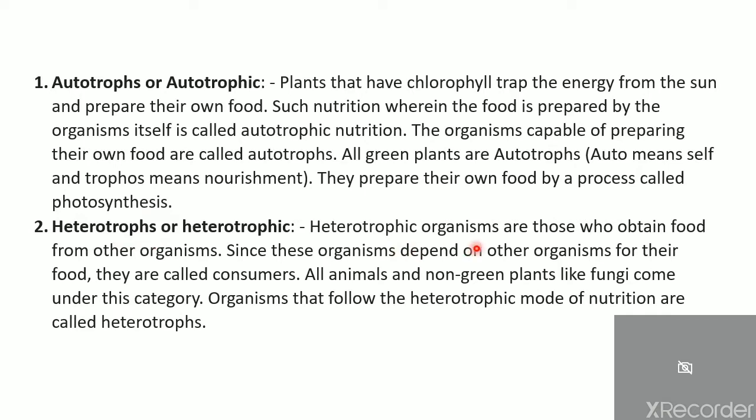Now heterotrophic organisms are those who obtain food from other organisms, meaning they cannot synthesize their own food, they cannot make their own food, so they are dependent on the other organisms for their food. So they are called consumers. Yes, so all animals, including human beings, and non-green plants like fungi, come under this category. And organisms that follow the heterotrophic mode of nutrition are called heterotrophs. Okay, so I think you are clear with both the terms autotrophs and heterotrophs.